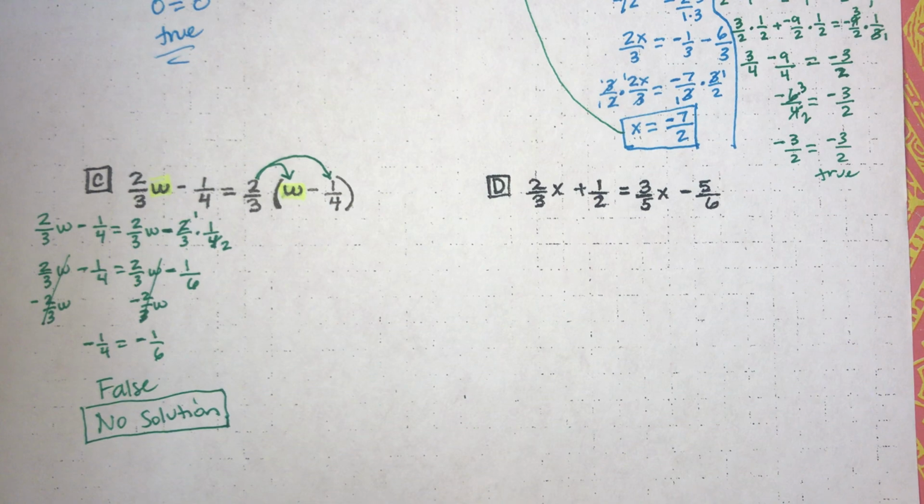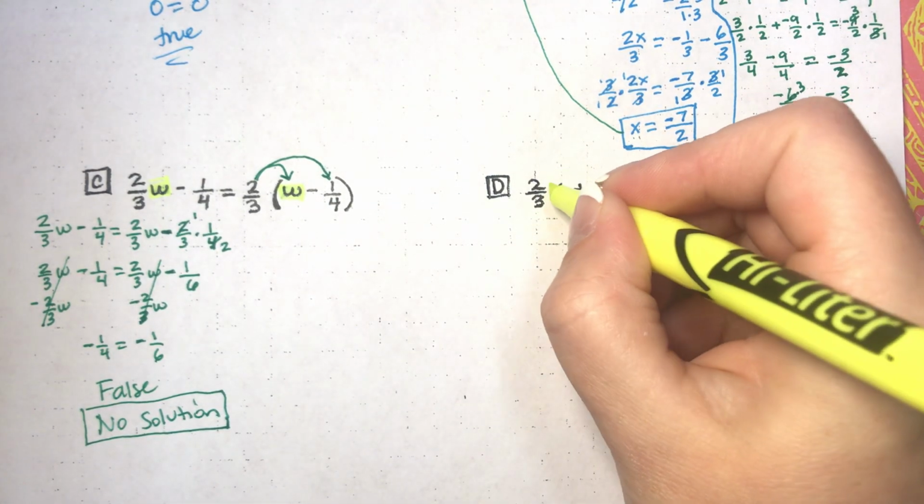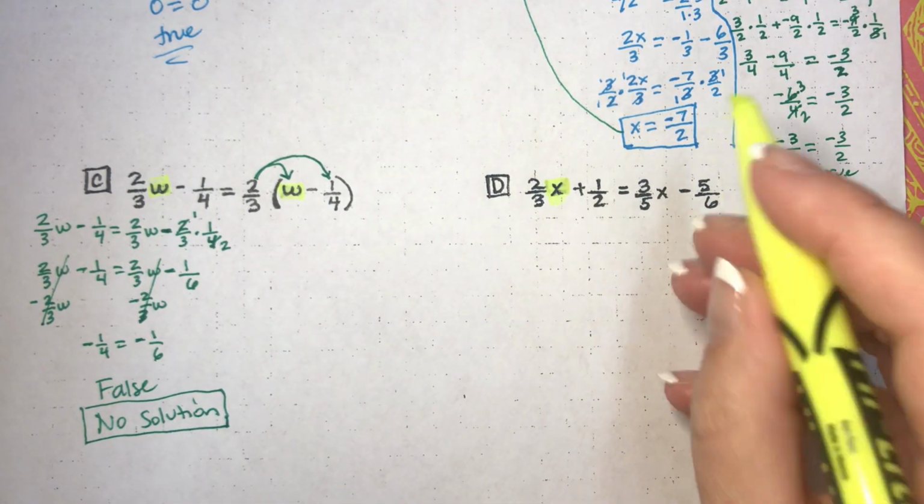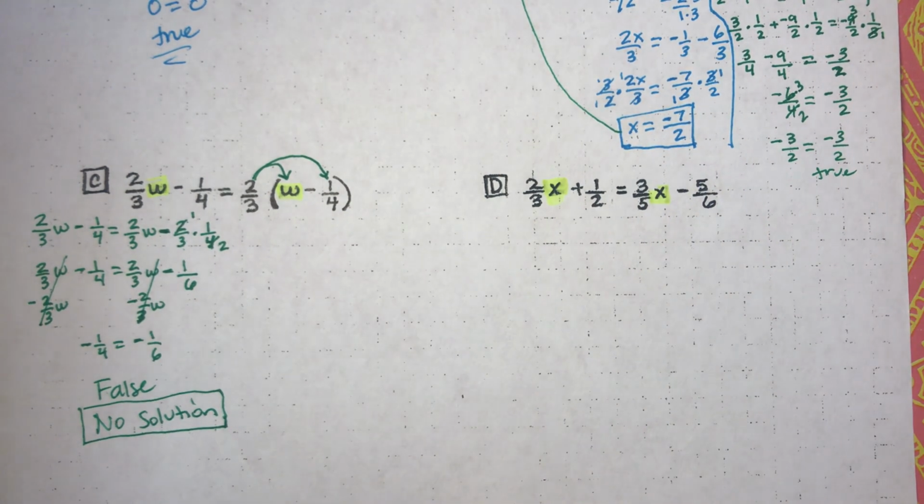So again, we have 2/3 X. It's another fraction one, plus 1/2 equals 3/5 X minus 5/6.